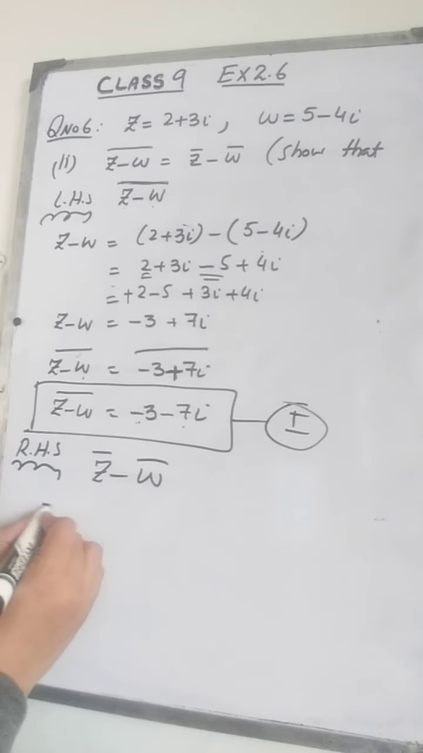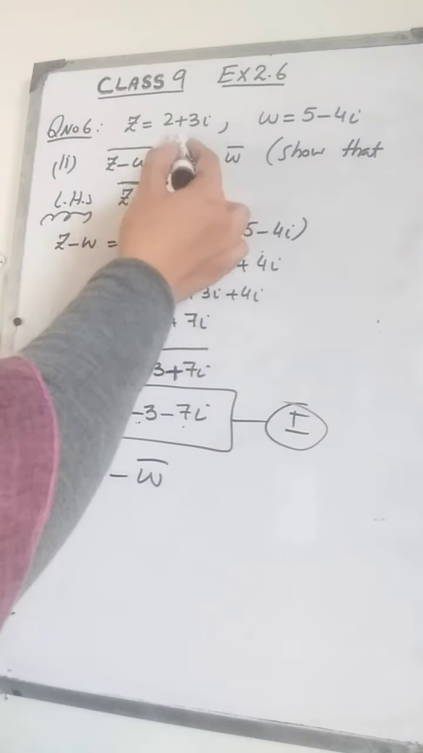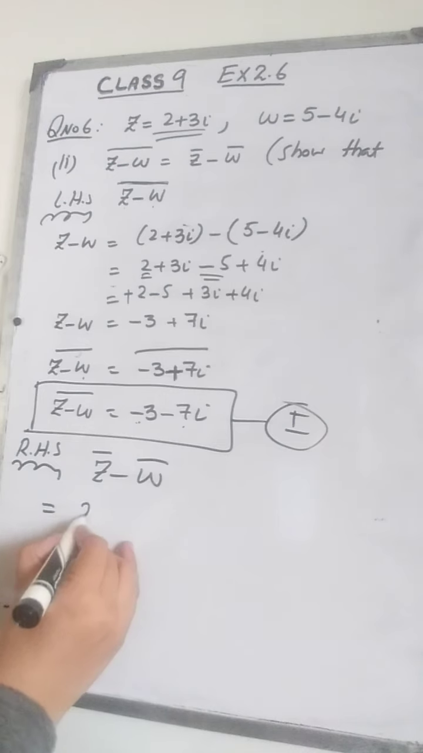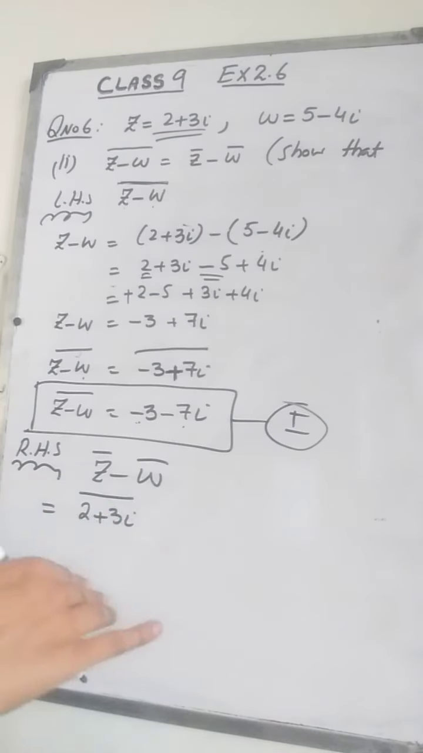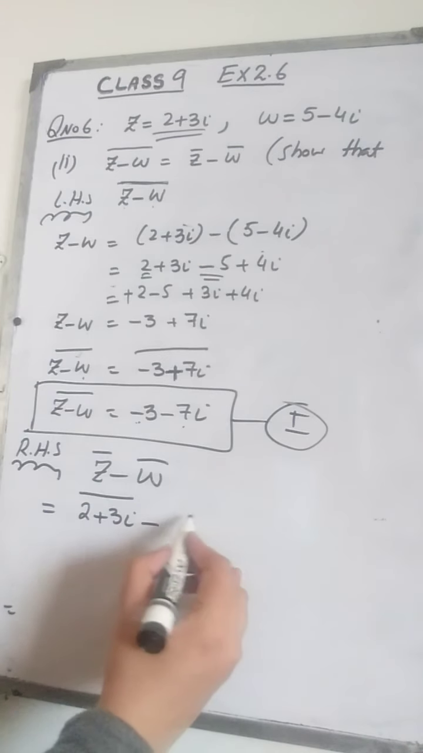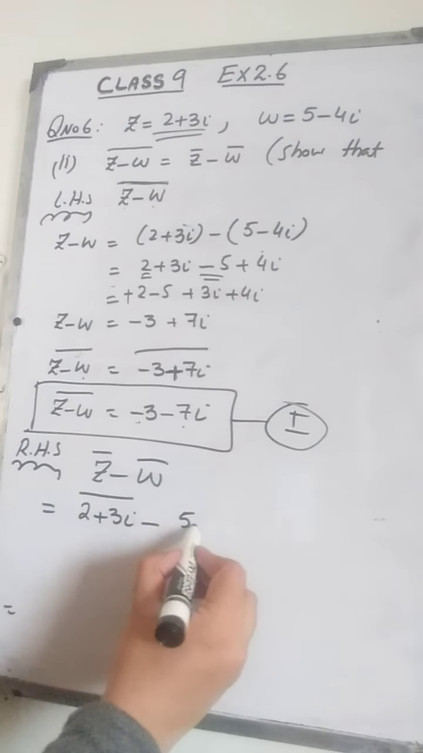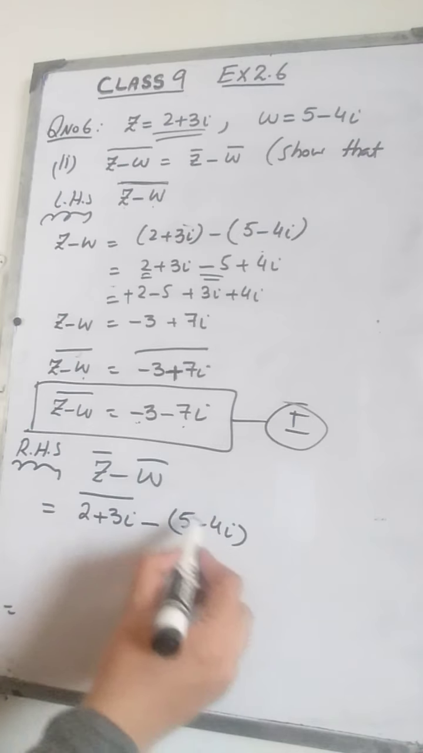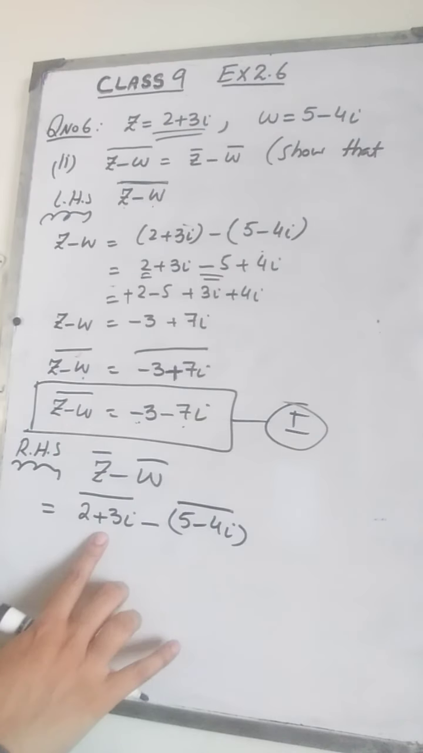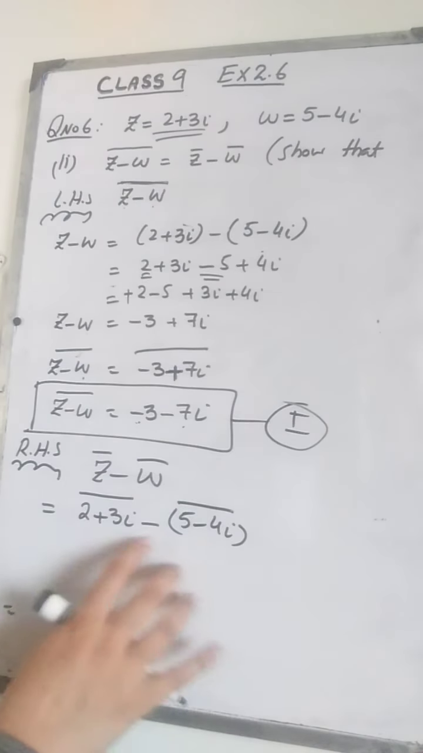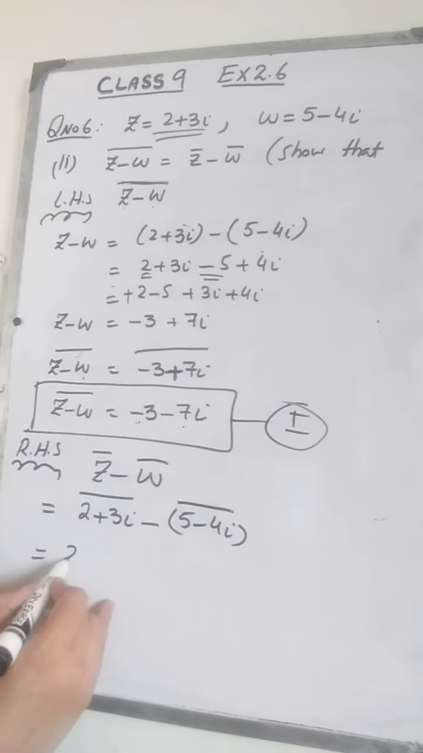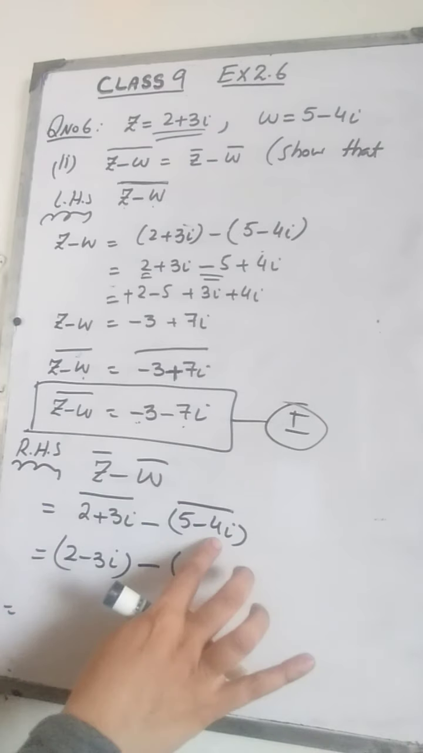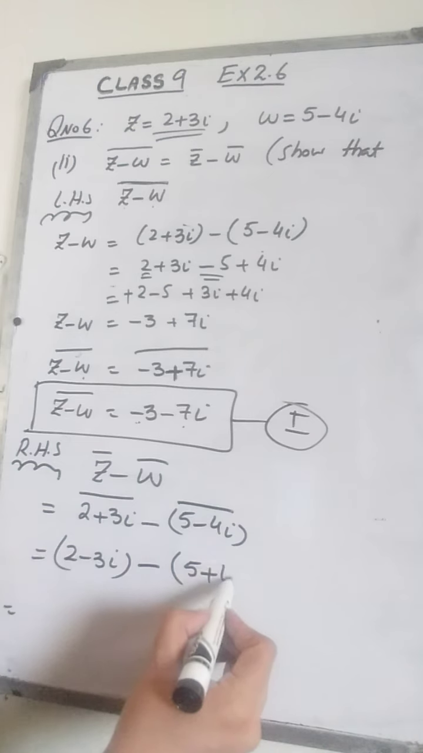Z bar: Z is 2 plus 3 iota, so they are asking for the conjugate of 2 plus 3 iota. Bar means conjugate, and W is 5 minus 4 iota. So they are asking for the conjugate of this number and the conjugate of this number, and the difference of these two numbers. The conjugate of 2 plus 3 iota will be 2 minus 3 iota, minus, and the conjugate of 5 minus 4 iota will be 5 plus 4 iota.